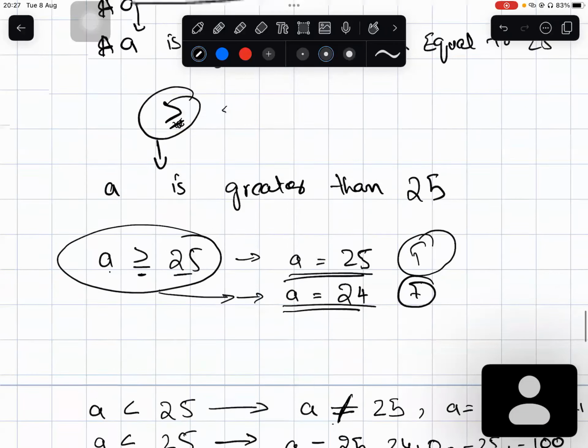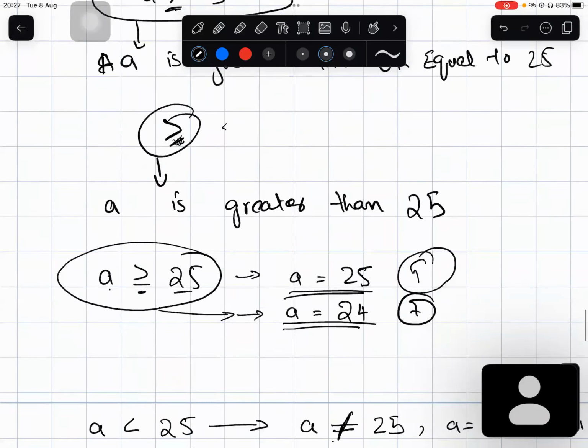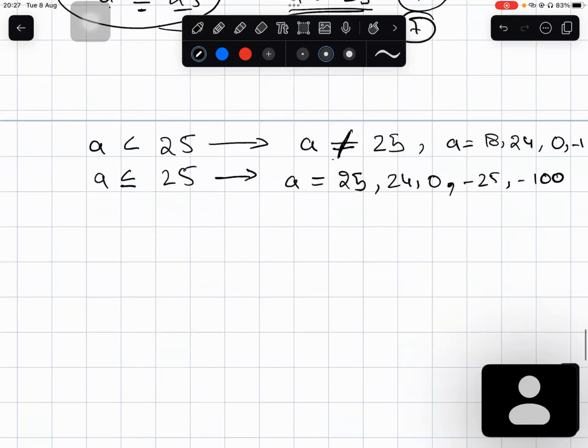Perfect. So we are through with the greater than sign. We are through with the less than sign. We're through with the greater than or equal to sign. We're through with the less than or equal to sign. You already understand the equal to sign. And another sign that we discussed is the not equal to sign. Now let's talk about squares and cubes. Any idea around these? What are squares and what are cubes?